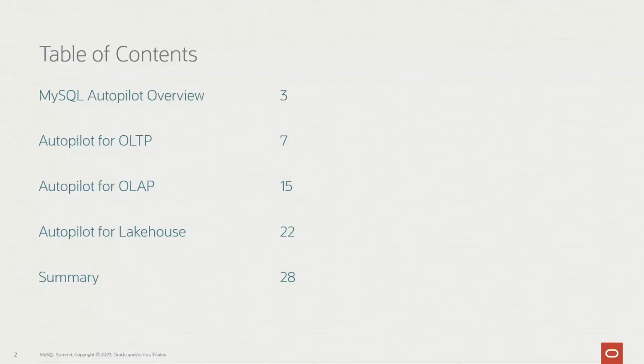So what we'll go over is we'll give you an overview of the various features available in MySQL Autopilot. Then we'll talk about the autopilot features we have for the OLTP side, that is the MySQL side. Then some of the autopilot features for OLAP or HeatWave. Then we'll talk about some of the autopilot features which are coming up for the Lakehouse feature, and then wrap up with the summary.